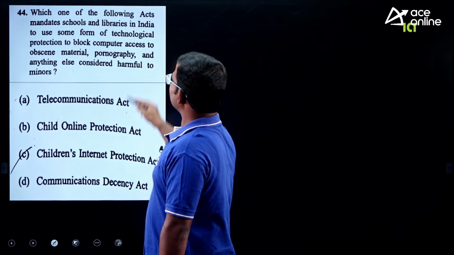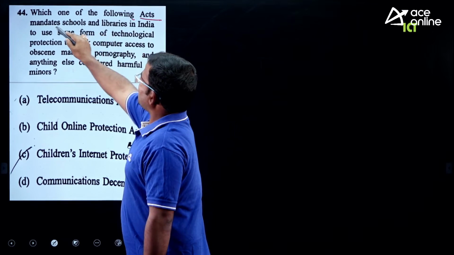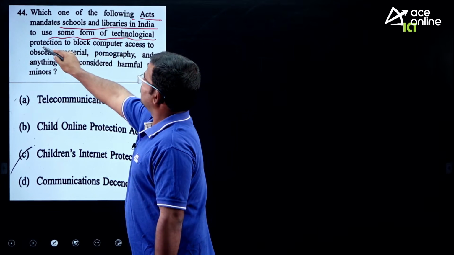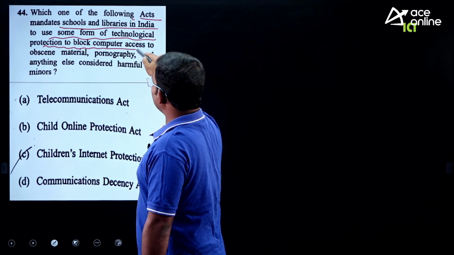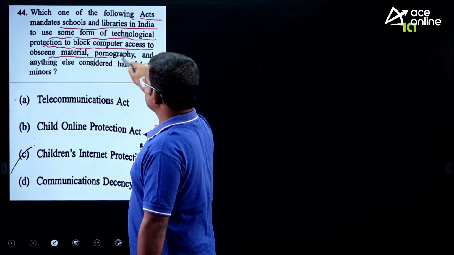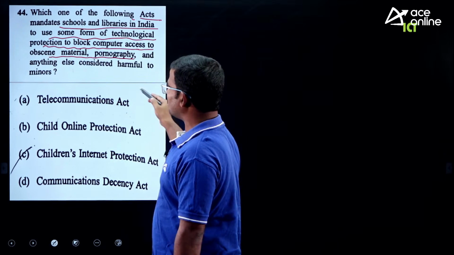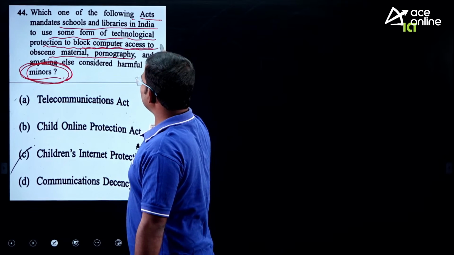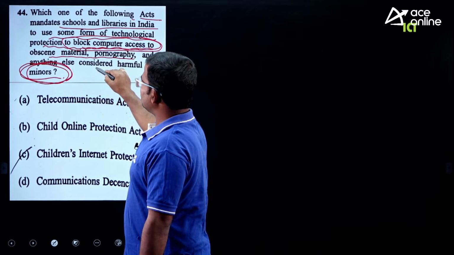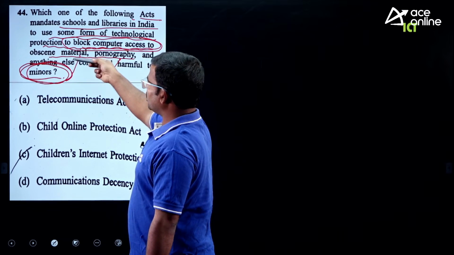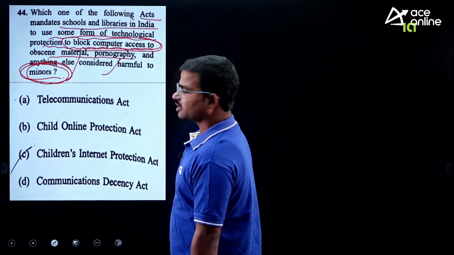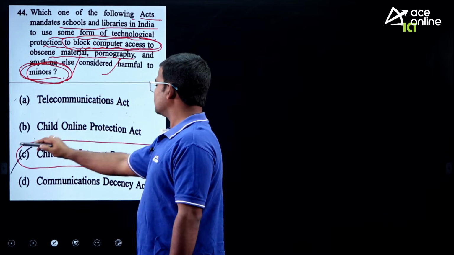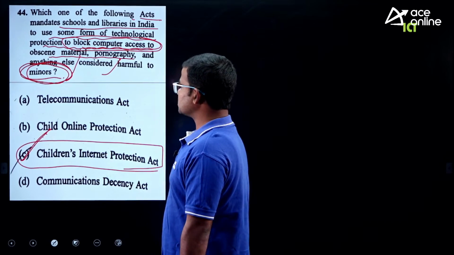Next, question number 44. Here they mentioned about an act. Which act mandates schools and libraries in India to use some form of technological protection to block computer access to obscene materials, pornography and anything else considered harmful to minors? So here they mentioned blocking computer access, especially for pornography, obscene materials and anything else considered harmful to minors. So then here, guys, you have to consider the Children's Internet Protection Act. So option C is the right answer.